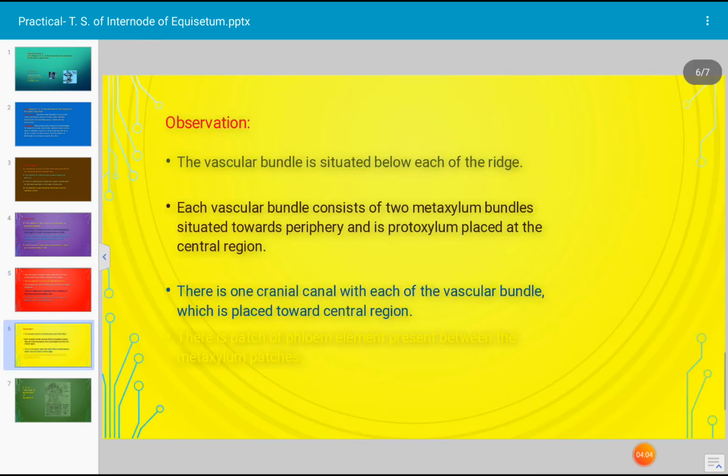Next, in observation, we have to observe that the vascular bundle is situated below each of the ridges, and each vascular bundle consists of two metaxylem bundles situated towards the periphery, and protoxylem placed at the central region. There is one carinal canal with each vascular bundle. The carinal canal is also a characteristic feature of Equisetum, and it is placed toward the central region.